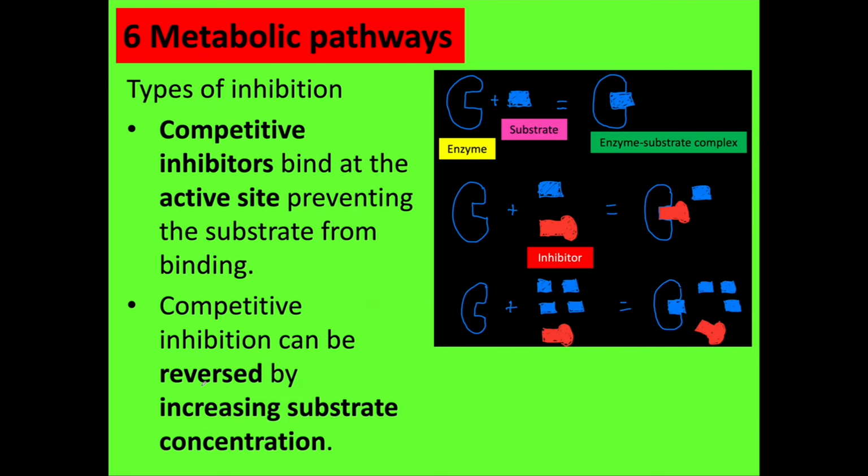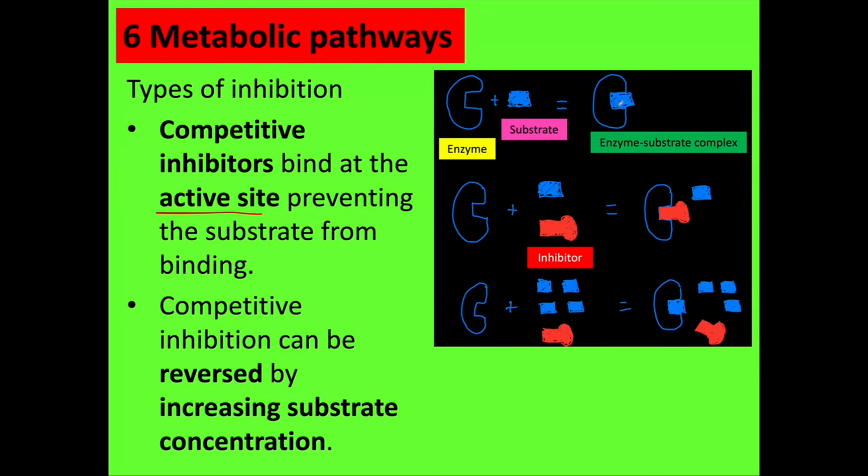Now, inhibition is the last part of this topic, and there are three main types of inhibition you need to know about for your exam. The first of which is competitive inhibition. Now, competitive inhibitors are inhibitors which bind at the active site, okay, and by doing so, prevent the substrate from binding. So if we have a look here at a normal reaction, we've got the enzyme here, we've got the substrate here, and the substrate's able to enter the active site, and we get an enzyme substrate complex.